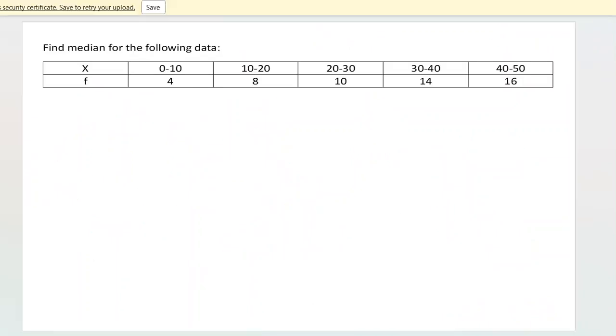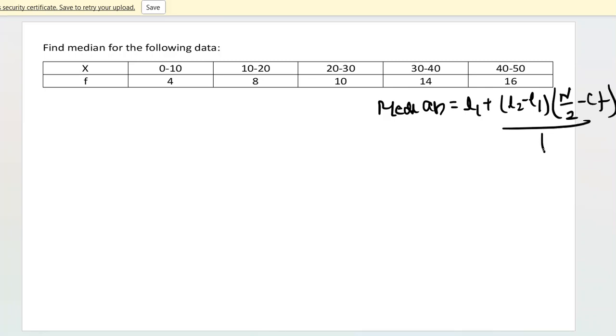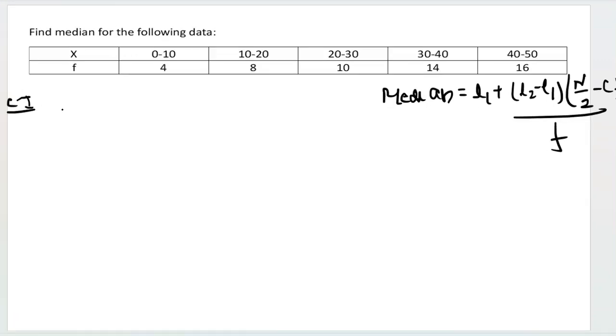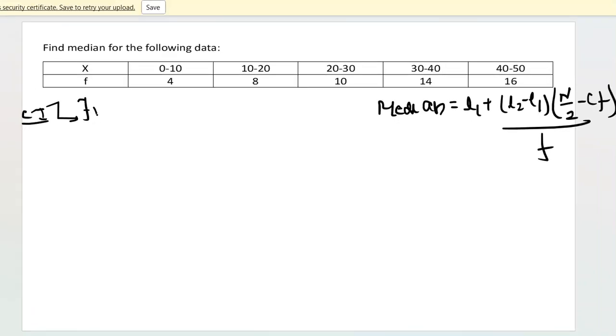Now we move to the next problem. Find the median for the following data. To find the median, the formula for median is L1 plus L2 minus L1, n by 2 minus Cf, upon f. So now we take class interval with frequency.